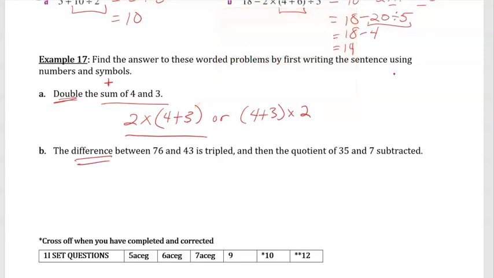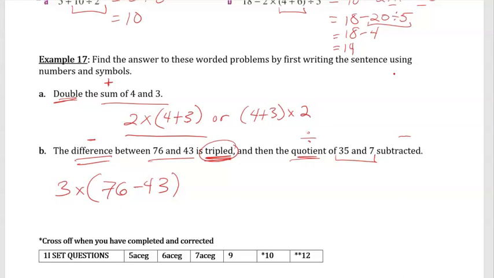Now the difference. Difference is code word for subtract. Between these two numbers, and it's tripled. And then the quotient, which is code word for divide, of 35 and 7 are subtract. Well, that's obvious. So the difference between 76 and 43. Okay, so we want the difference to be tripled. So whatever that is, that's the first thing we do. We multiply that by 3. And then we want to subtract, there's our minus sign, the quotient.